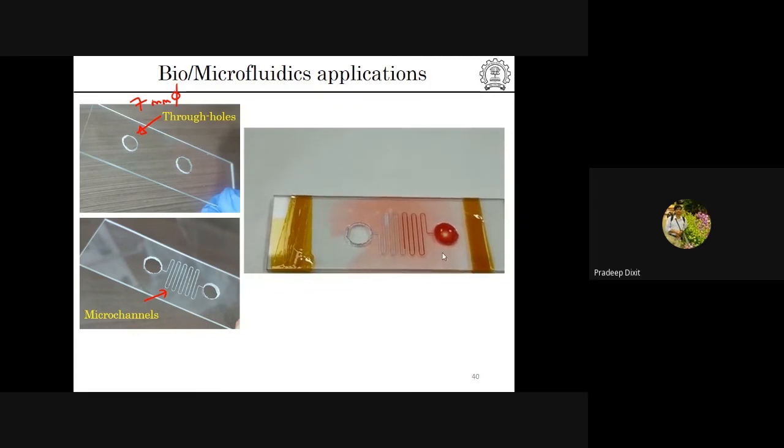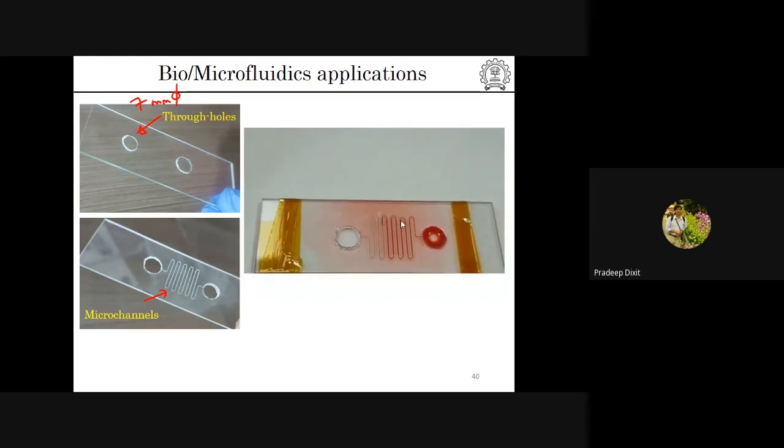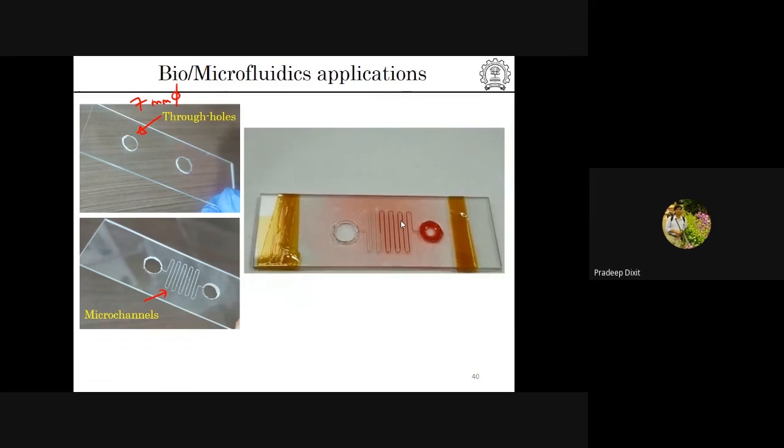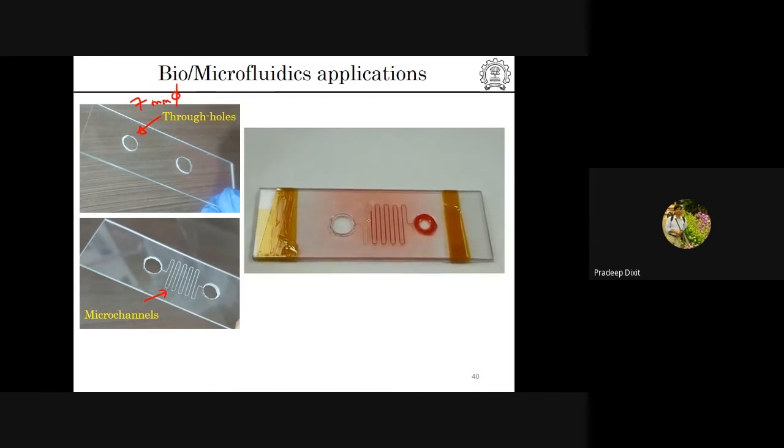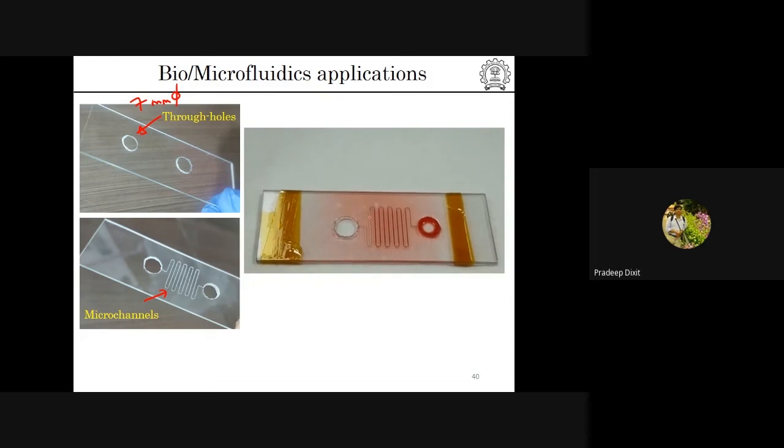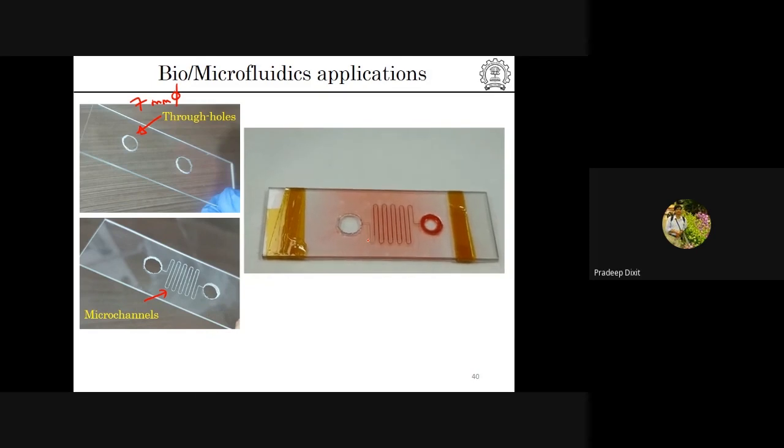So you can see that the fluid is moving just under the normal gravitational condition. We are not utilizing any kind of pressurized flow. We are simply using a drop of this fluid and it is moving. Typically in about 20-30 seconds, the fluid comes up to this particular portion. So this is still our preliminary result.